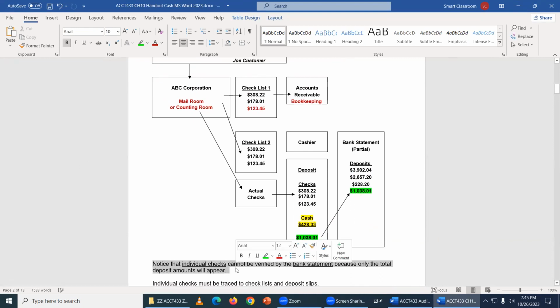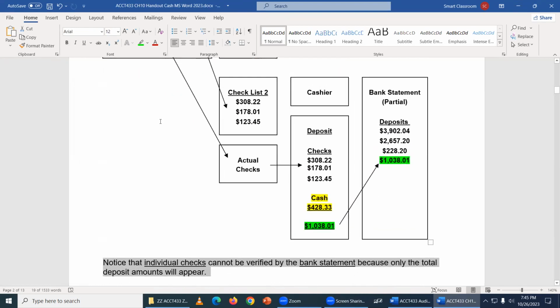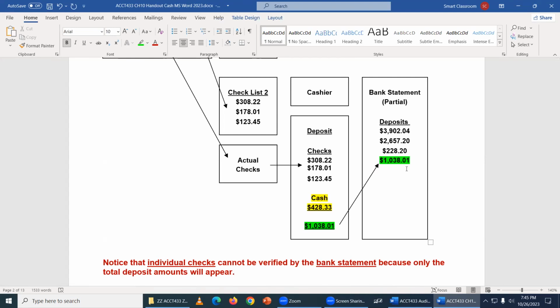Okay, down here, let me zoom in. Notice that individual checks cannot be verified with the bank statement. If you look at the bank statement, this is the amount you're going to see. If you're looking for Joe's check of 1, 2, 3, 4, 5, you're not going to find it on this bank statement. You're going to find the total deposit of 1,038. So you cannot look at the bank statement and figure out if somebody mailed in a check.